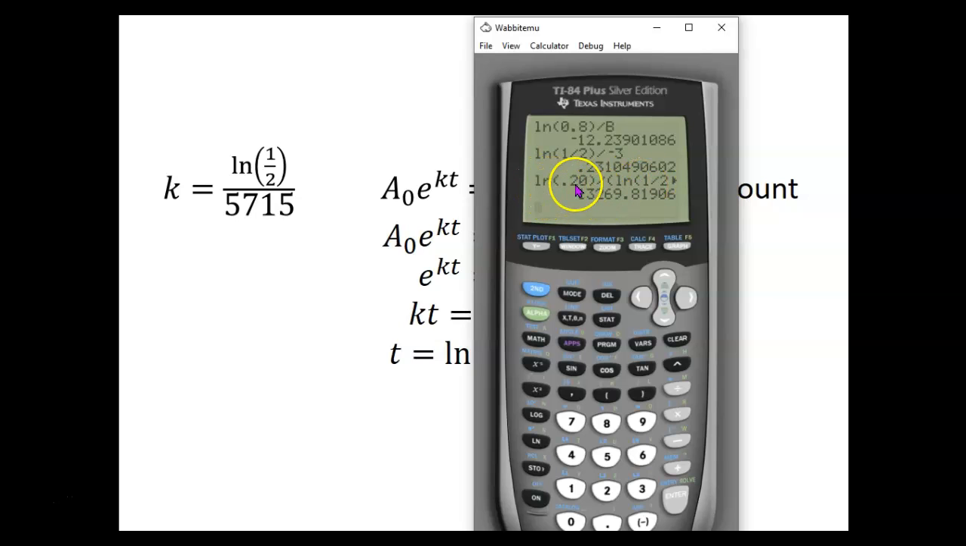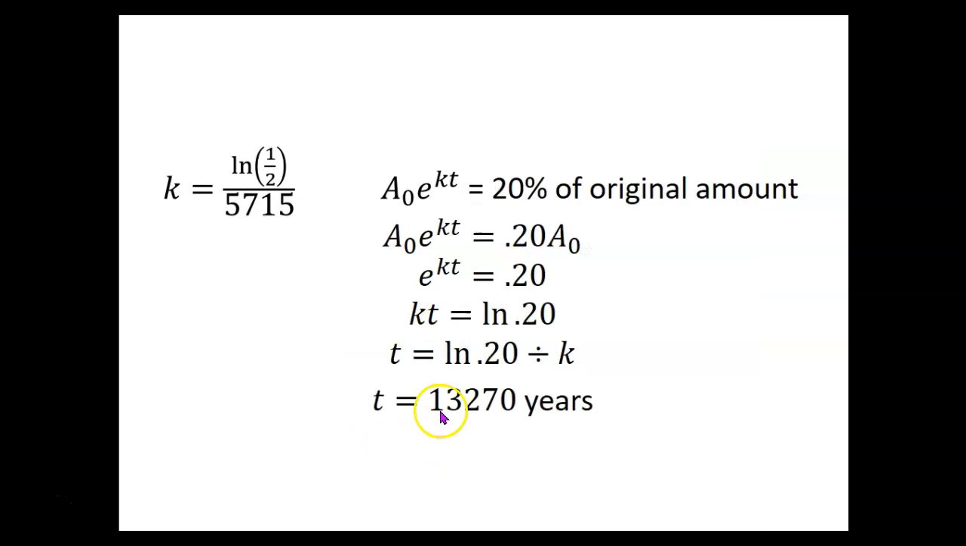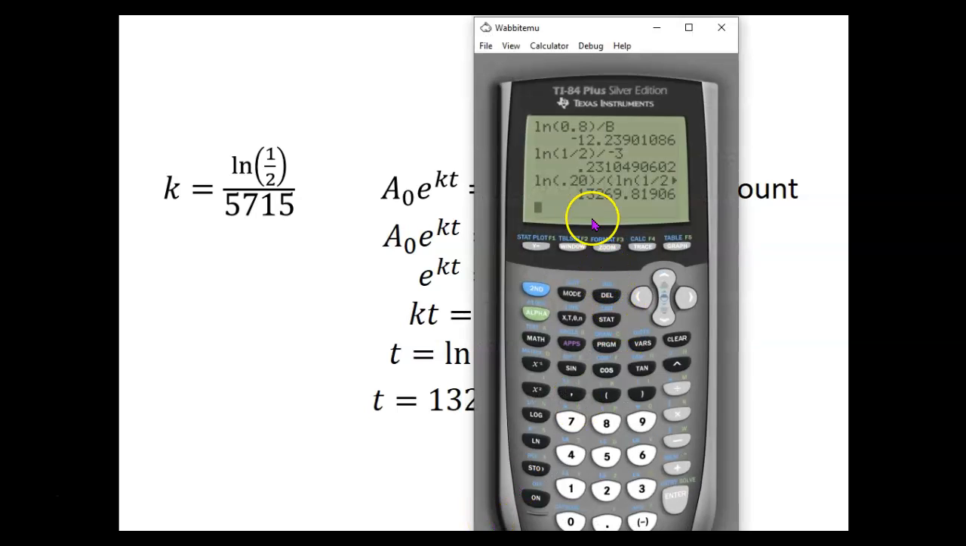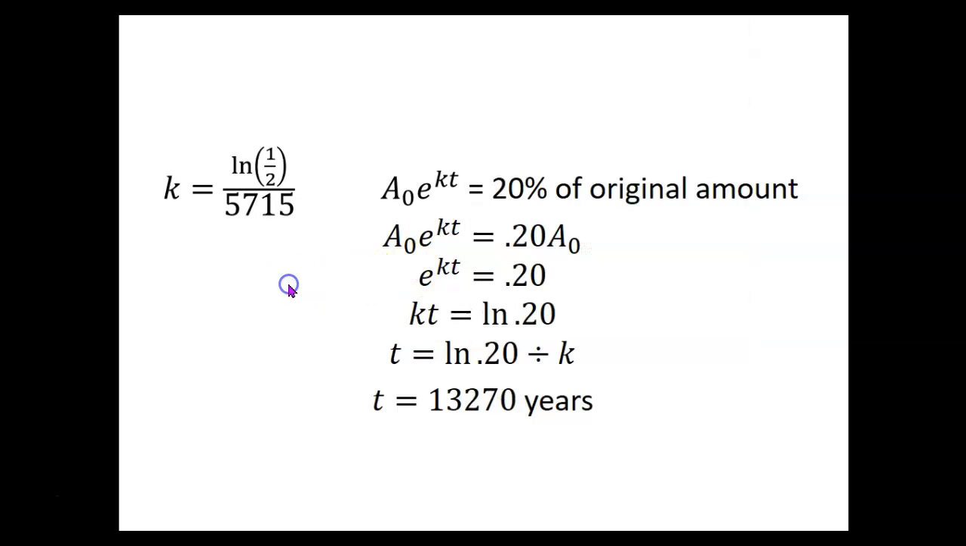So that was the ln of 0.20 divided by, in parentheses, the ln of 1/2, 1 divided by 2, over 5,715. So t turned out to be 13,270 when I round it to the nearest number of years. 13,270 years.